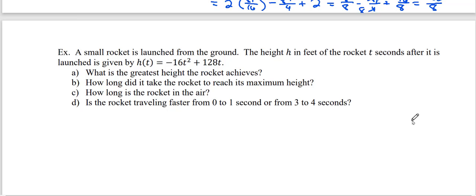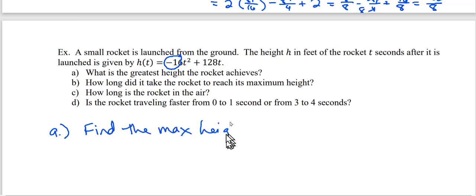Well, for one thing, let's think about what's happening here. It's launched from the ground, goes up, and has to come back down. So it is going to achieve a maximum there just based on what we know about physics in our world, right? What we have observed. But we also know that this is going to have a maximum because of that negative coefficient on the t squared. Let's go ahead and find that. That's really what this is asking you to do. Find the max height.